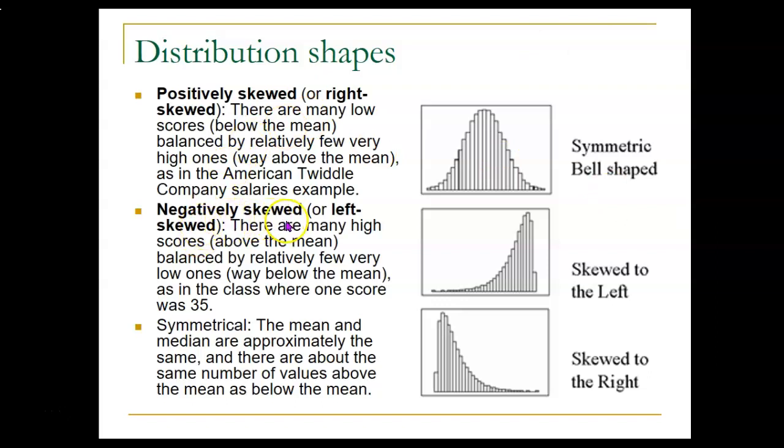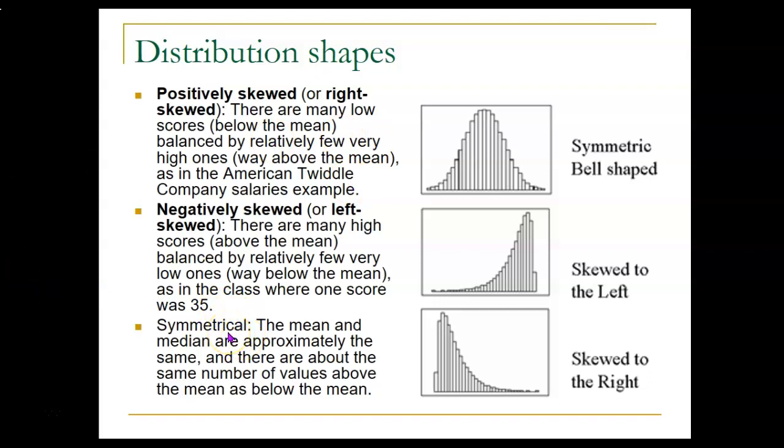And then negatively skewed or skewed to the left is when there are lots and lots of high numbers that are above the mean, and then 1 or 2 or just a few that are way, way below the mean. And we saw an example of that in Class B, where most of the scores were in the 80s or 90s, but there was that one loser who got a 35. So that one score of 35 that was way below the mean kind of pulled the mean down and skewed things in the negative or left or lower direction.